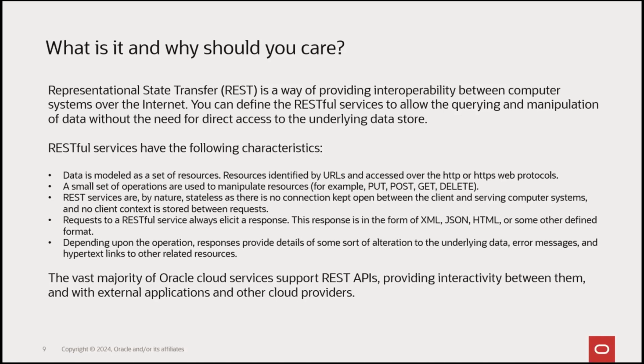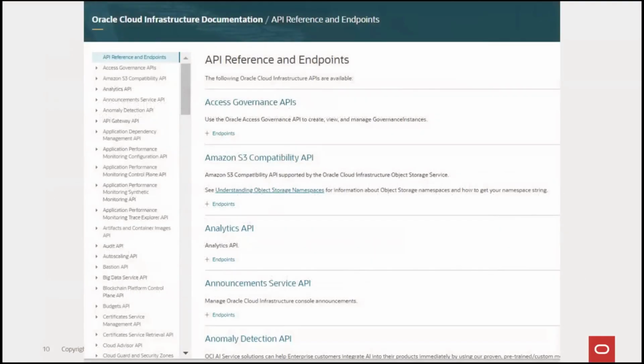The vast majority of Oracle cloud services support REST APIs, providing interoperability between them and with external applications on other cloud providers. I've just taken a screenshot of the API reference manual. It's really handy. All the APIs for all the services in OCI are all in one place. This is going to be your go-to guide when you're working with REST APIs. Really handy place. Locate that and bookmark it.